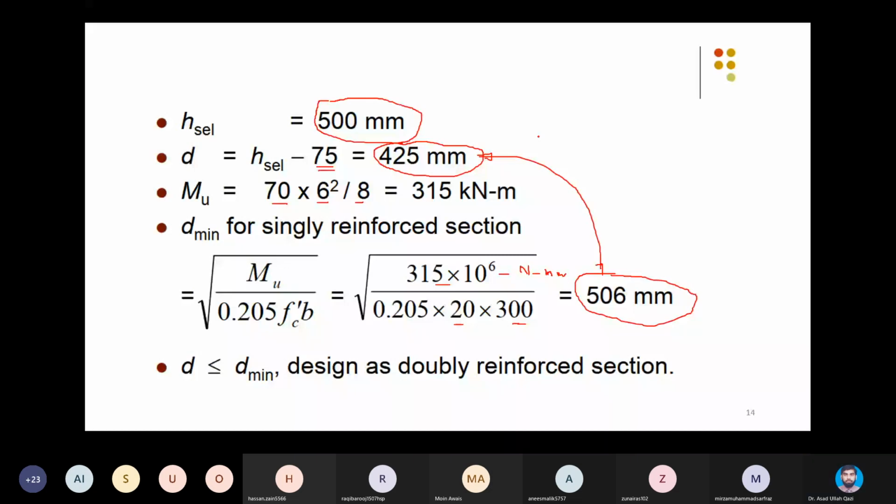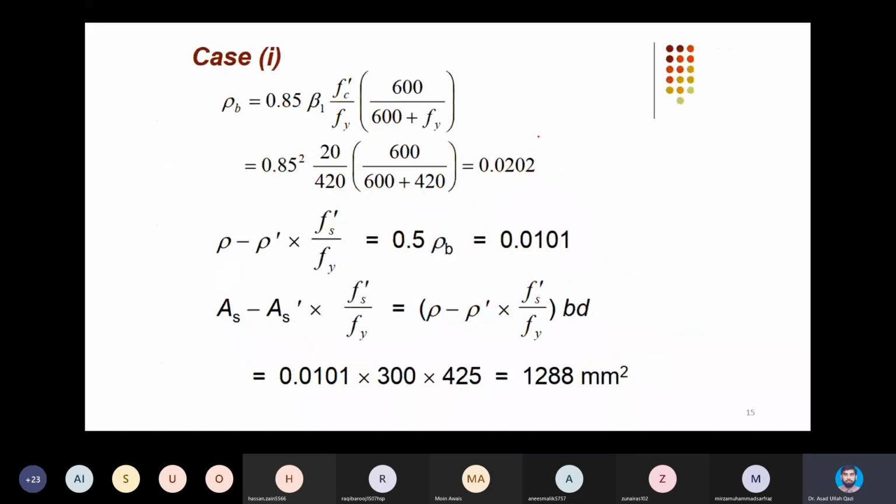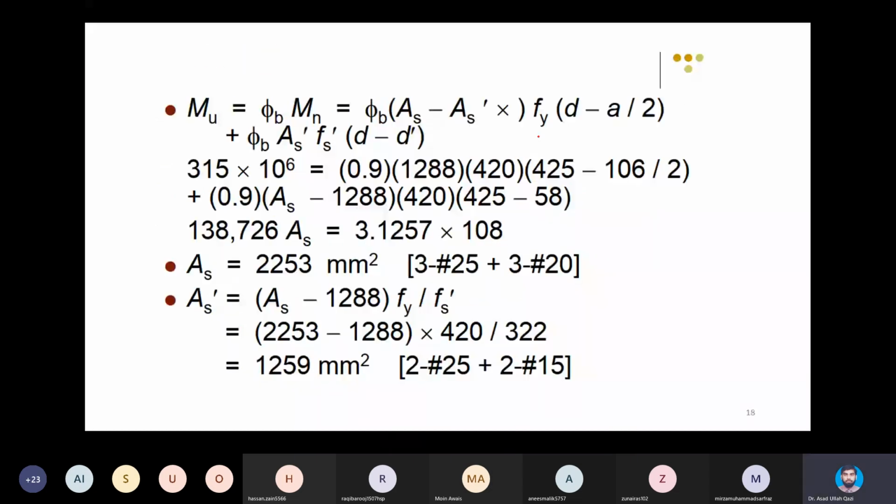But otherwise, if the question is silent regarding that hint, then you have to go through these checks, and finally after making these steps you will announce that I am going for the doubly beam design because my allowed D is less than the D minimum required for singly beam. So I am just skipping case 1, so please go through it at your home. I will discuss in detail case 2.